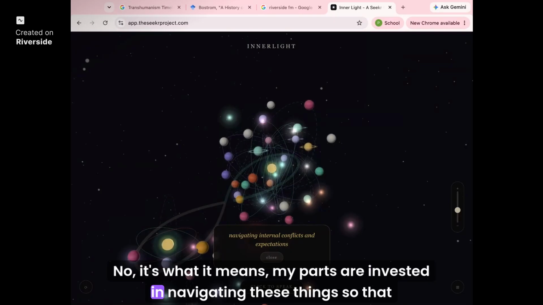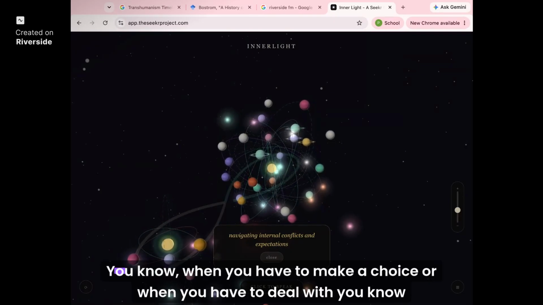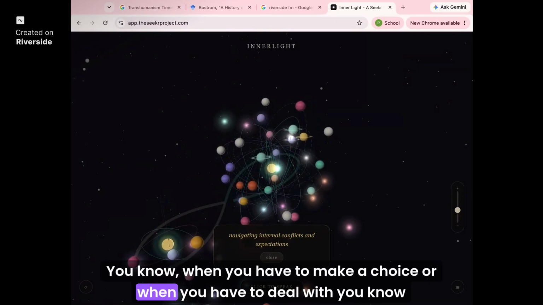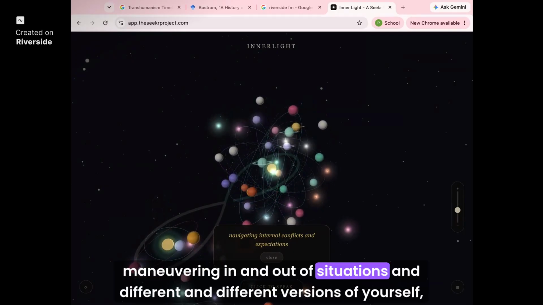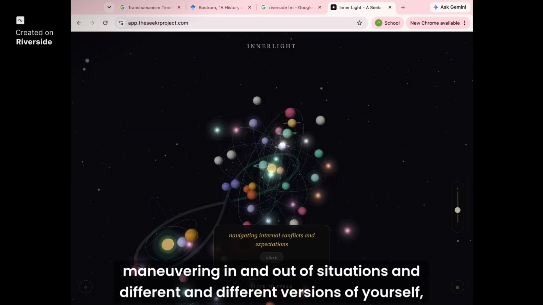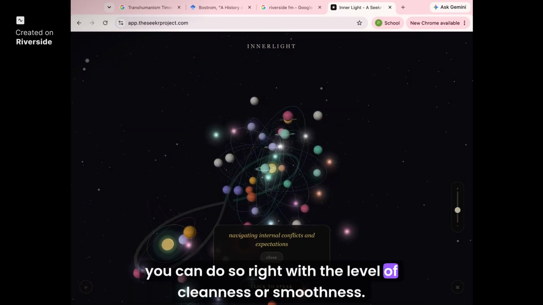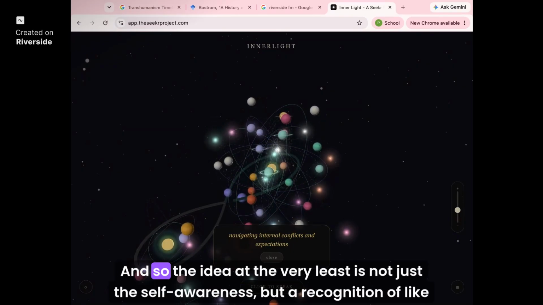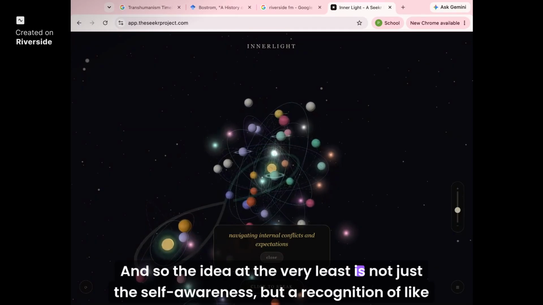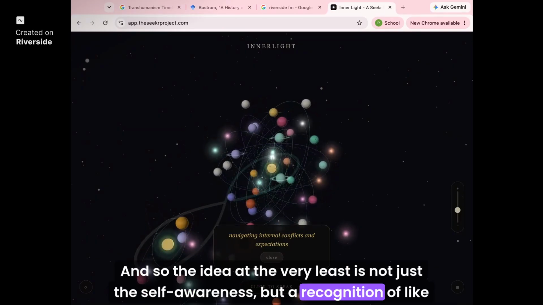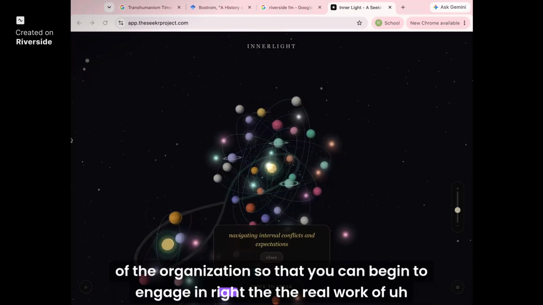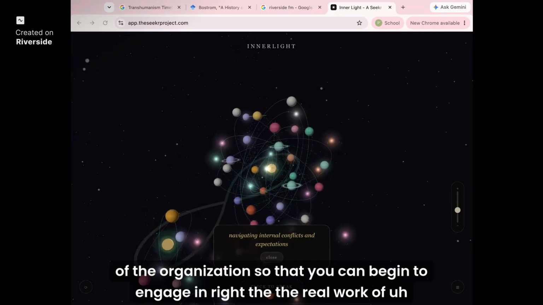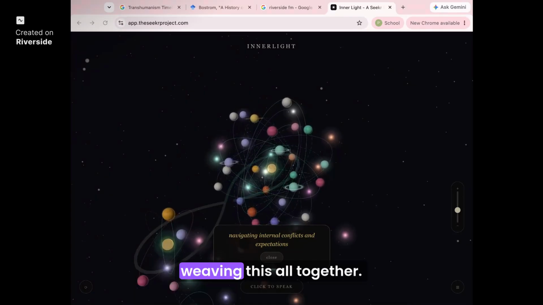My parts are invested in navigating these things, so that when you have to make a choice, or when you have to deal with maneuvering in and out of situations and different versions of yourself, you can do so with a level of cleanness or smoothness. And so the idea, at the very least, is not just the self-awareness, but a recognition of the organization, so that you can begin to engage in the real work of weaving this all together.